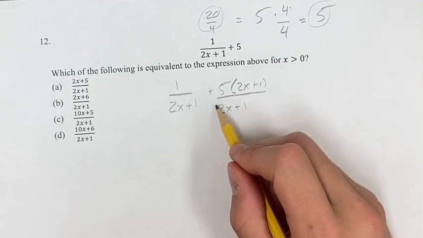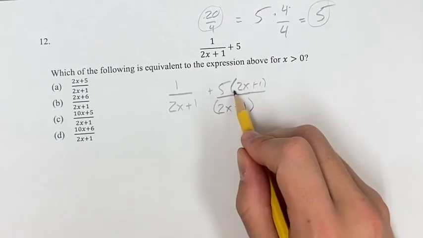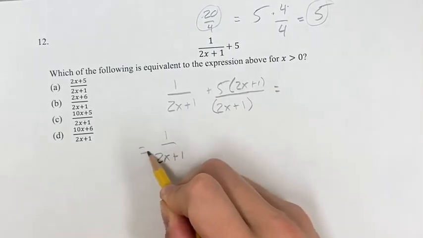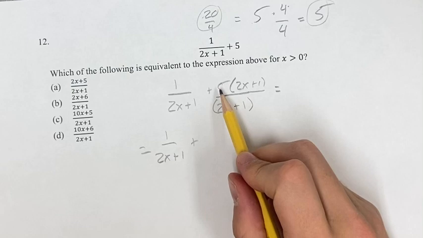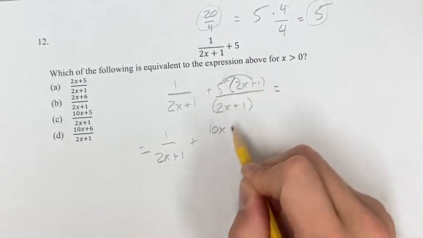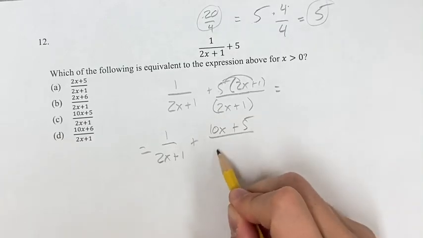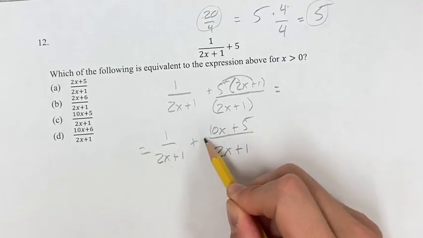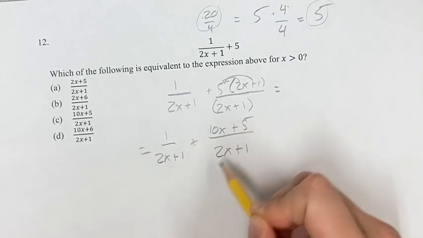Doing the same thing here, where we're not canceling these out. We're saying, okay, we have 1 over 2x plus 1, plus 5 times 2x is 10x, plus 5 times 1 is 5, just distributing up top, over 2x plus 1. And now we have 1 over 2x plus 1 plus 10x plus 5 over 2x plus 1.